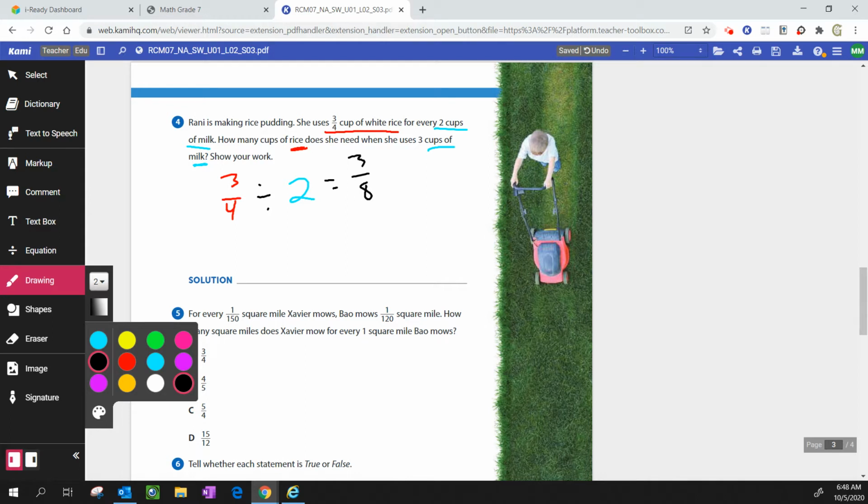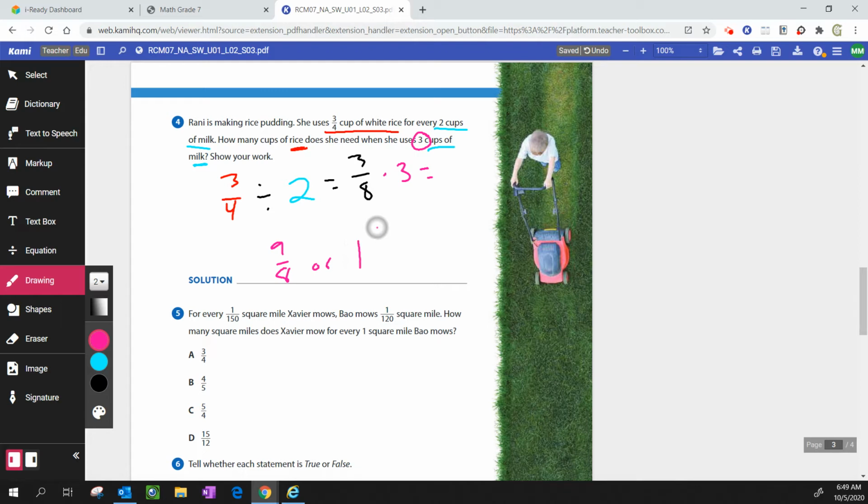But then this problem has one more step to it because it didn't just say for 1 cup of milk, which is how much rice goes in for 1 cup of milk. It's how much for 3 cups of milk. So I'm going to have to multiply this by 3. And so I get my final answer of either 9/8 cup, or, and your calculator will probably show you 1 and 1/8. So that's how you should write it. Don't write it like your calculator does. Okay.